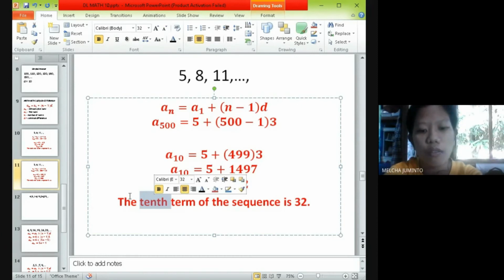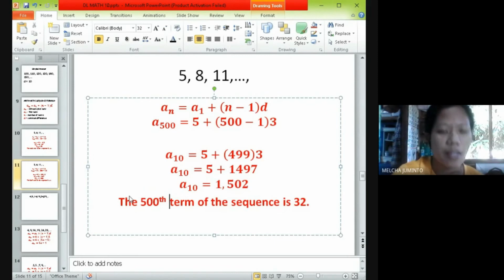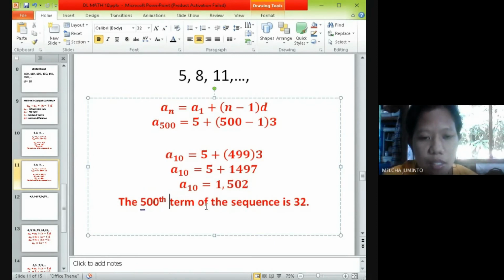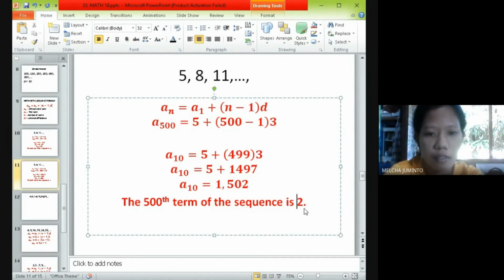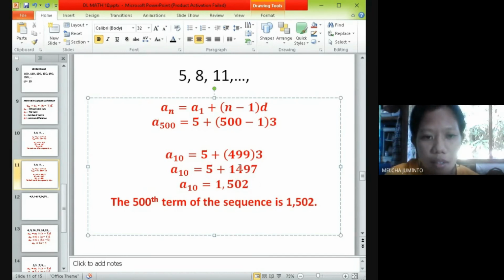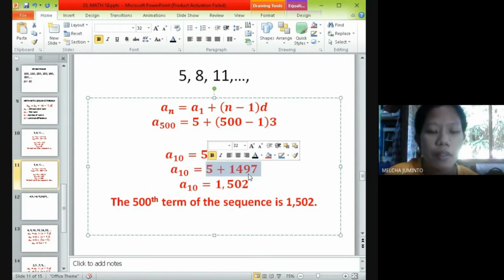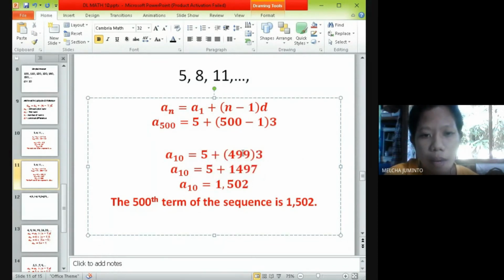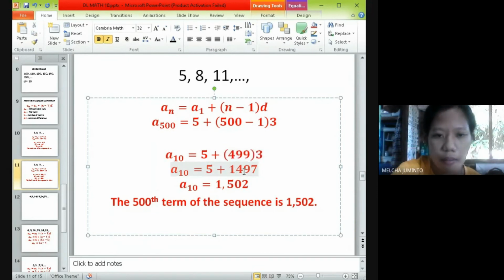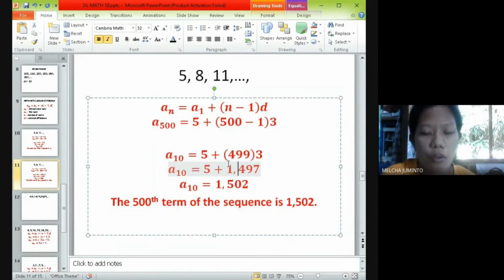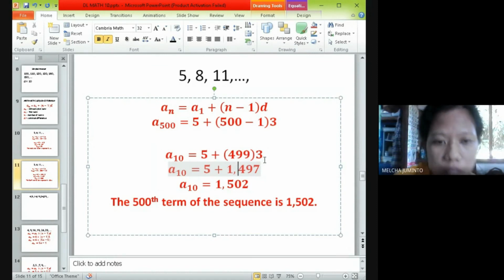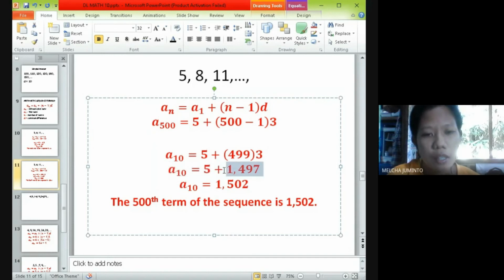This is the 500th term. The 500th term in the sequence will be equal to 1,502. We obtained 1,502 by adding 5 plus 1,497. When you add these two numbers, ang result is 1,502. Ito naman, ang 1,497, was obtained by multiplying 499 times 3, which is 1,497. And simply add 5, kaya 1,502.